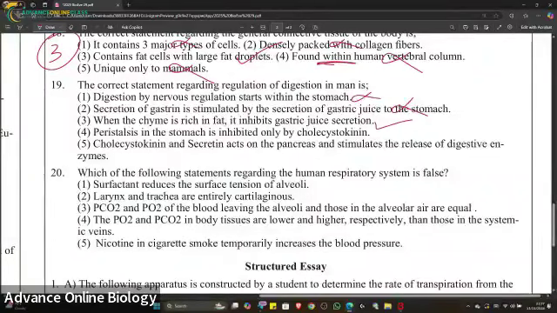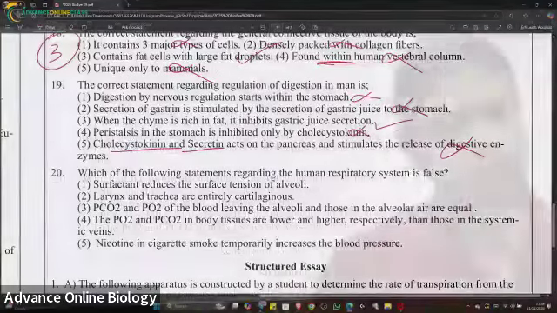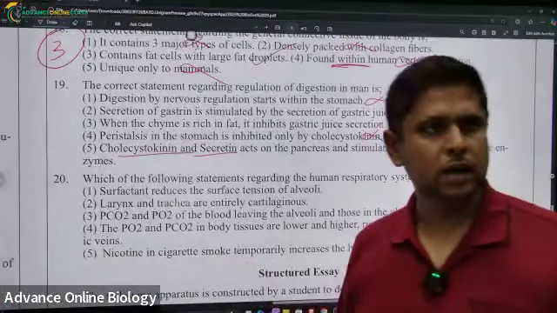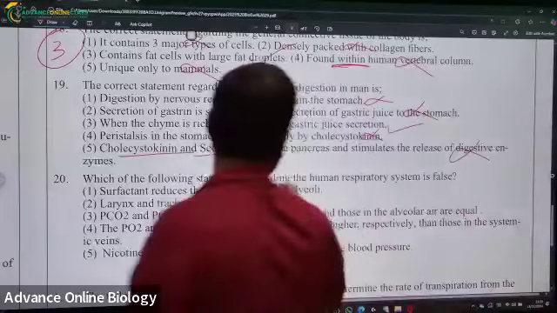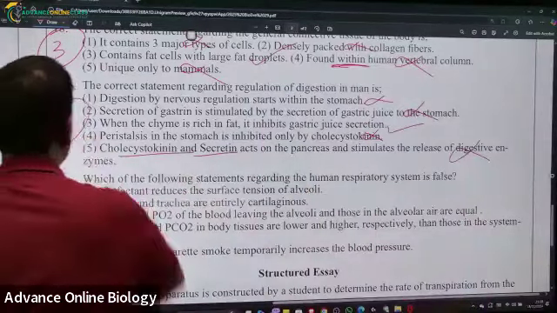Peristalsis in the stomach is inhibited only by cholecystokinin. Wrong. Why? Secretin too. Cholecystokinin and secretin act on the pancreas and stimulate the release of digestive enzyme. You know, secretin is releasing bicarbonate, so we can't agree with that. So I have the answer now. Let me take the third one as the answer.